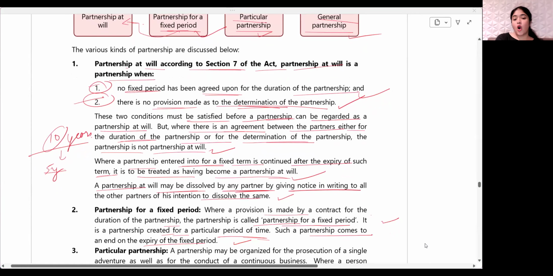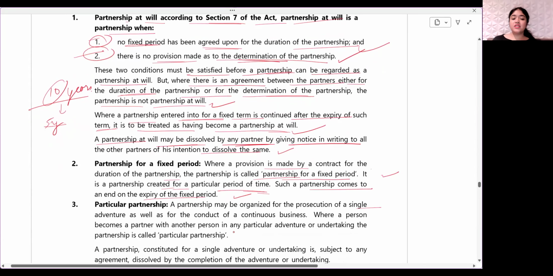A partnership may be organized for the prosecution of a single adventure. As I told you, only trading business, or only construction business. That is a particular single adventure, as well as the conduct of a continuous business. Like construction is going to take 5 years, so that is some continuous business. Where a person becomes a partner with another person in any particular adventure or undertaking, the partnership is called a particular partnership. When one wants to do a business for a particular adventure, for doing one thing only, you can say this business is a particular partnership.